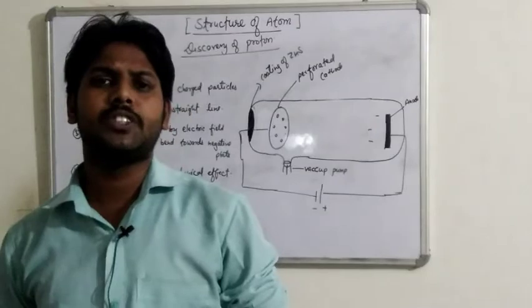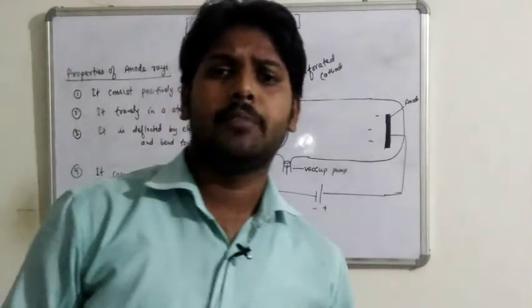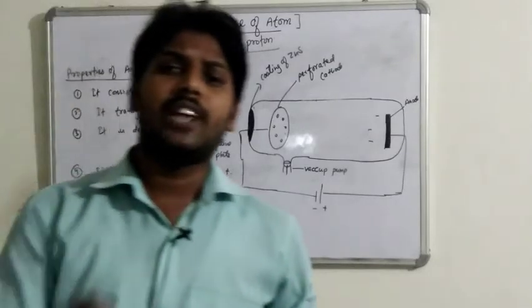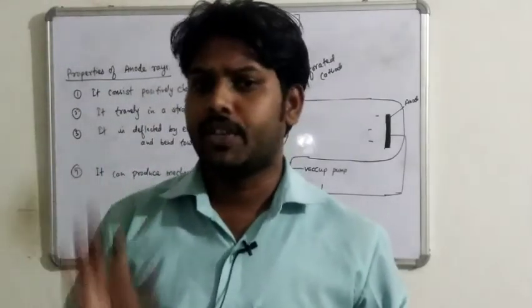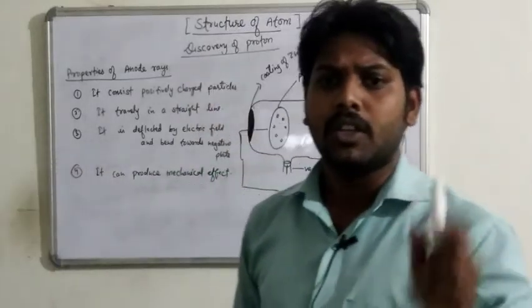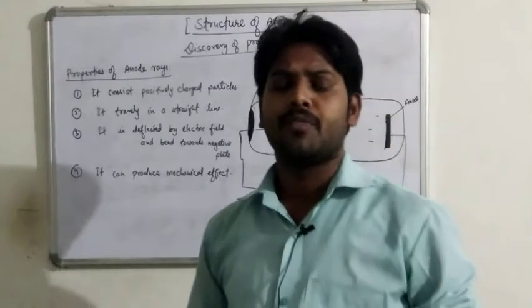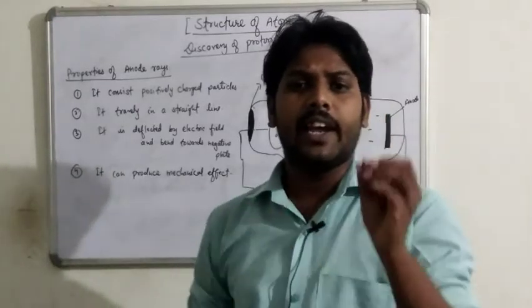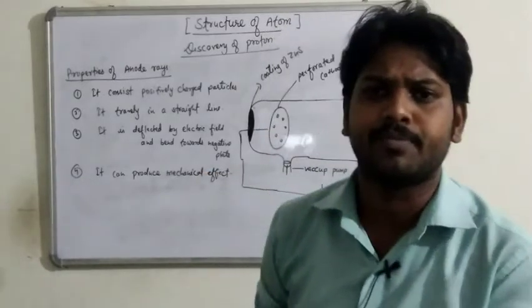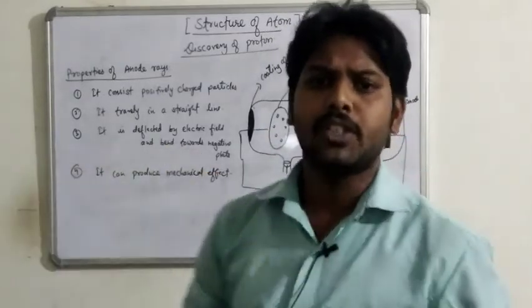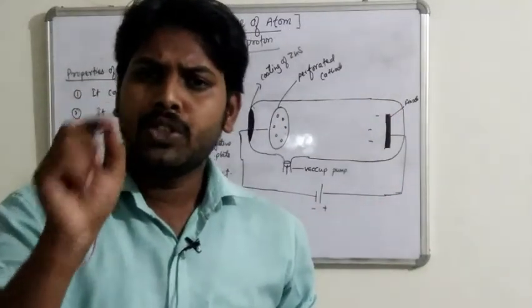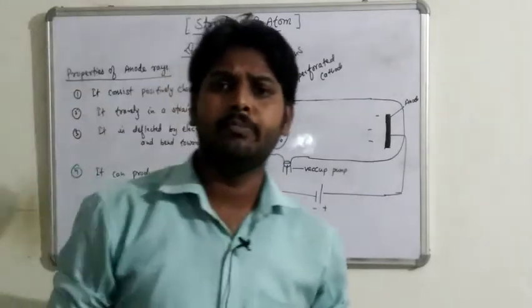It is because, students, all the atoms are electrically neutral. It means they do not contain either positive charge or negative charge. But according to J.J. Thomson's experiment, it was clear that in an atom negative charges are present, which are called electrons. Clear, students? It means if the atom is electrically neutral, positive charge must be present in the atom.